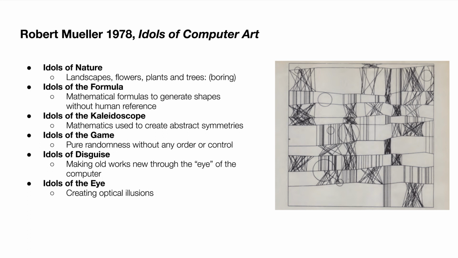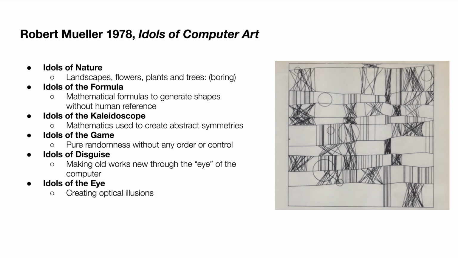He suggests idols of the formula. Here he defines it as mathematical formulas that generate shapes, but maybe they're shapes that are so abstract that humans can't actually find a way into them. They're chaotic, they're hard to comprehend. They don't really tell stories or move the viewer. So idols of the formula, he suggests, are just sort of people using computers to create images from complex formulas and algorithms that maybe don't connect to art as it was traditionally defined. Why do that, he says.